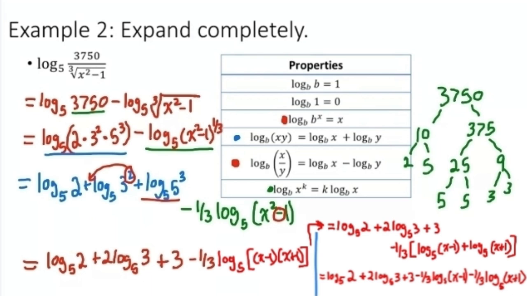Log base 5 of 2 and log base 5 of 3 are as simple as we can make them because 2 and 3 are prime. Can't factor them down any farther. And as stated before, there is no subtraction rule for logarithms, so log base 5 of x minus 1 is as simple as we can make it. And lastly, there is also no addition rule for logs, meaning that log base 5 of a sum cannot be rewritten in some way. So we've fully expanded our expression.